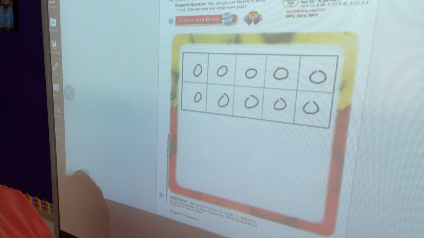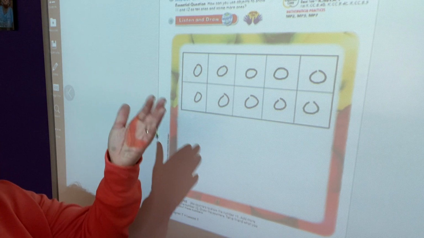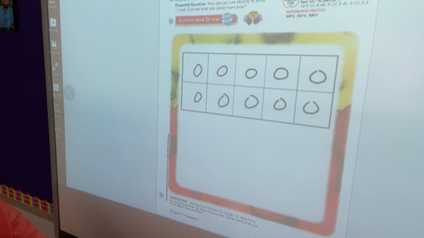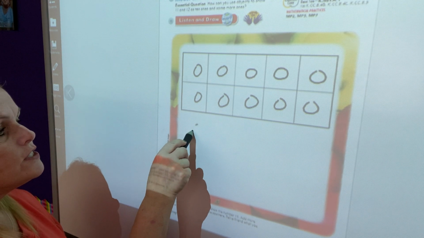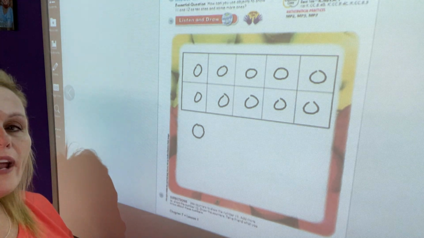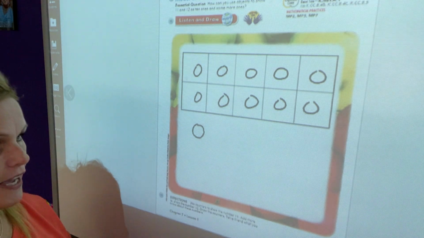And if we draw 10 counters, we know it's full because a 10 frame has 10 boxes. So we have 10, but that doesn't quite make 11. So if we count to 10, 11 is the next number after. So I'm going to draw one more, and now we have 11 counters.